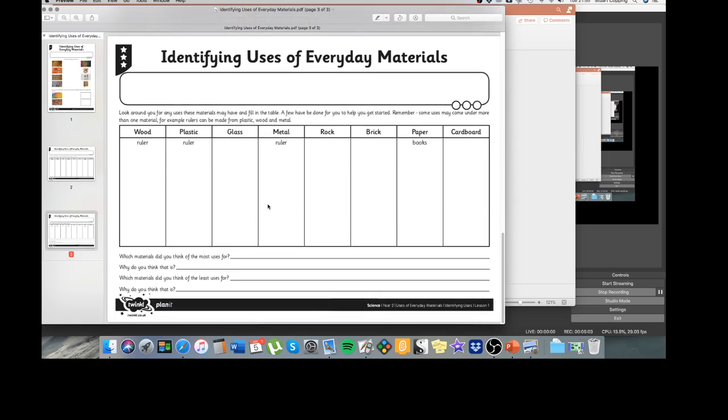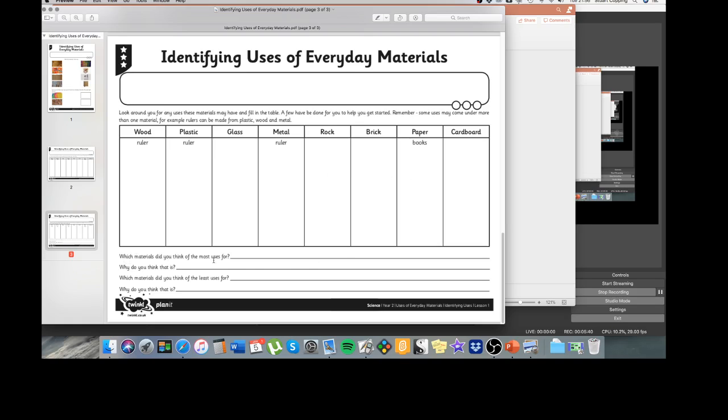And then the third sheet is going around your house. So if you've already done it, you should be able to write on this sheet quite easily. If not, now's your chance to do it. Take your book, walk around the house. What things can you find made of wood, plastic, glass, metal, rock, bricks, paper and cardboard? Now, here we've got some examples already in there for you. So you could get wooden rulers, plastic rulers and metal rulers. So we've actually got it in 3 different spaces. But see if you can fill the whole column up for every single one.